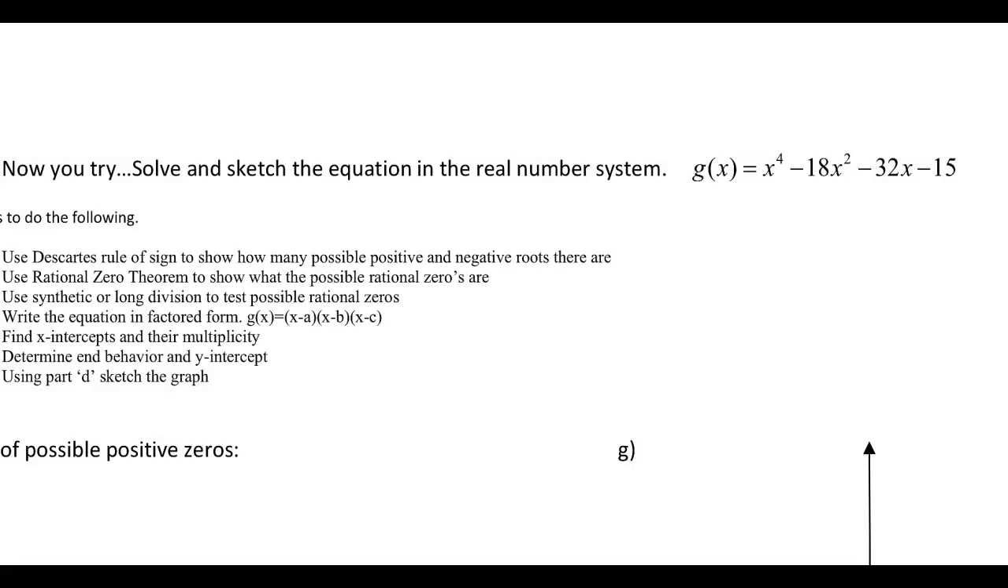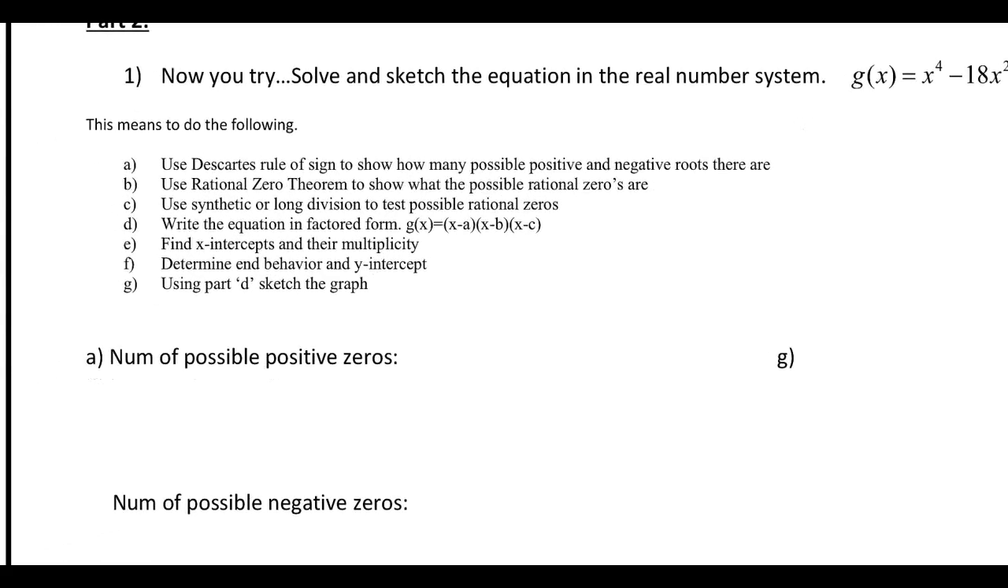So for this problem, here's my equation. I might not show you this equation too much because I'm going to be rewriting it at the bottom, but this is the equation I'm using, so check your paper, make sure you're on the right page. And we're going to use the following steps, which are A, B, C, all the way through G. Okay, so the first part is to use Descartes' rule to figure out the possible positive and negative real zeros.